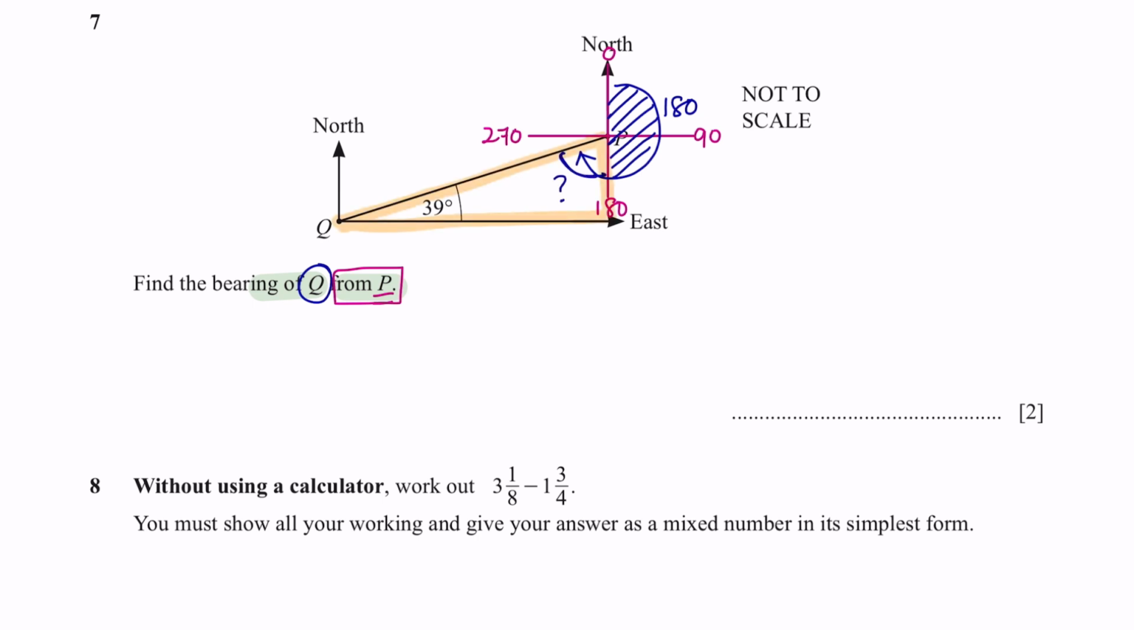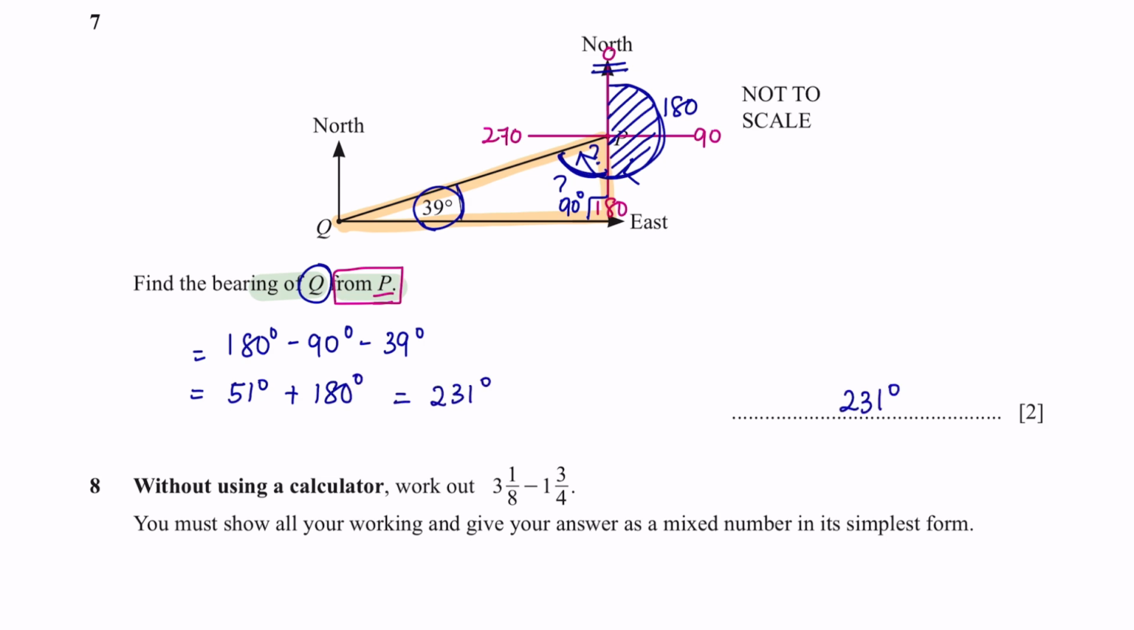This here is a triangle. We know that this is 90 degrees, this is 39, and we just need to look for this angle, which is 51 degrees. But we can't use 51 degrees as our answer because we have to start from the north, so we have to add up with the 180 degrees over here. So your answer is 231 degrees.